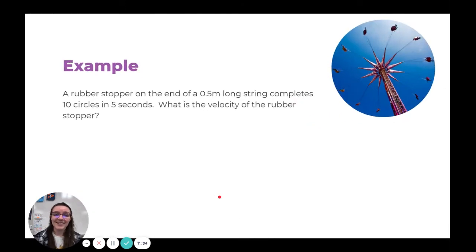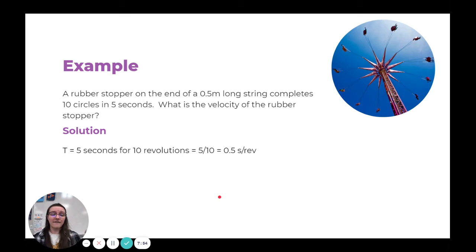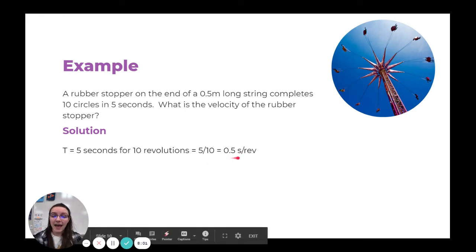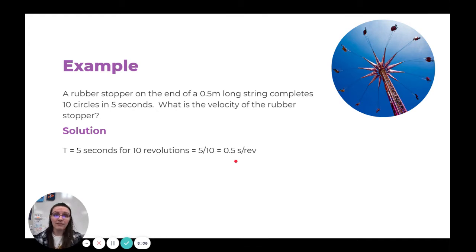Take a second to look at this practice problem and pause it if you need to. So I've got a rubber stopper on the end of a 0.5 meter long string, completing 10 circles in 5 seconds. And I want to know the velocity of this rubber stopper. Well, if I've got 5 seconds for 10 revolutions, I'm going to do 5 divided by 10 to get that it takes half of a second per revolution. So my period is 0.5 seconds per revolution.